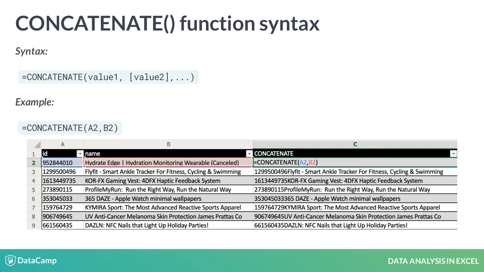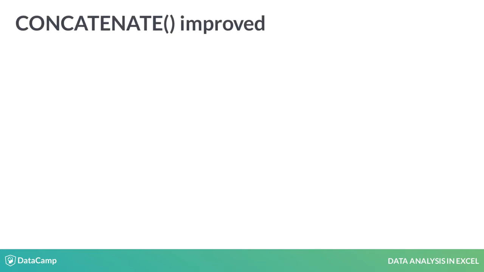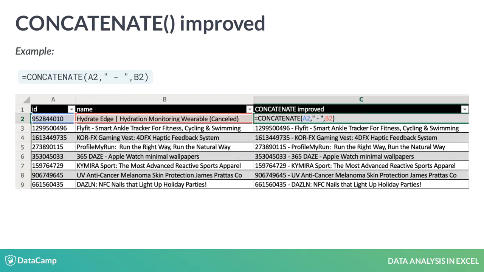How does that look? Wouldn't it be better if we added a dash between the ID and name? We can do that by editing the formula, adding the hard-coded text between A2 and B2. You have to put the desired text in between double quotes. In this case, we added a space, dash, space as the second argument. Now we can more easily distinguish the ID from the name.